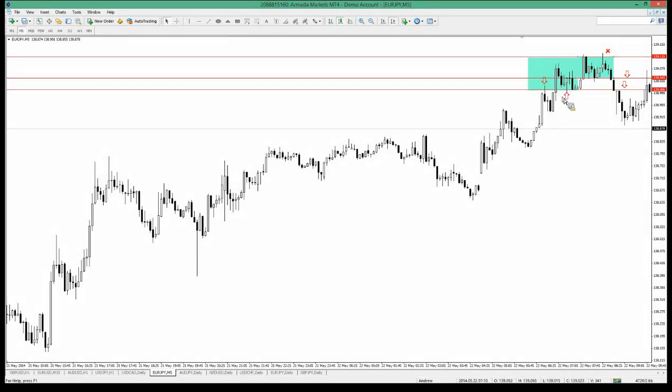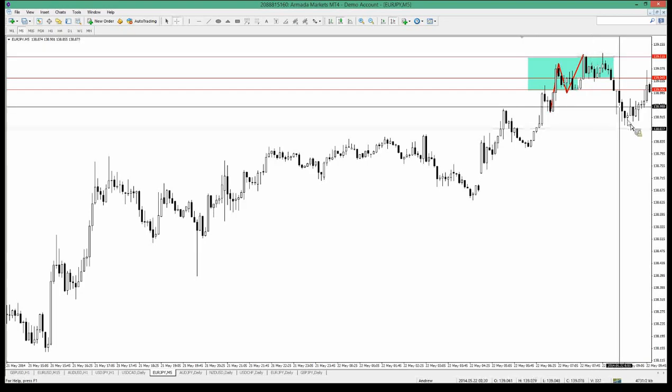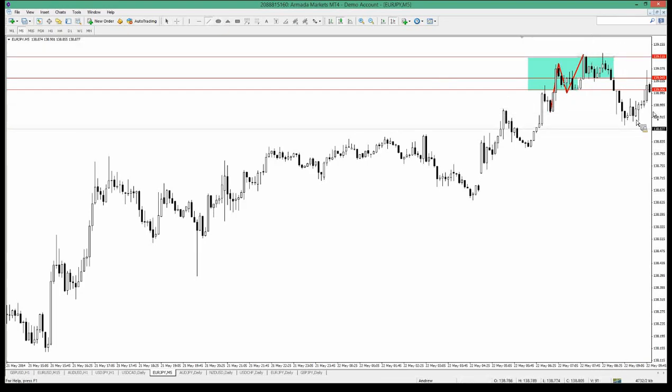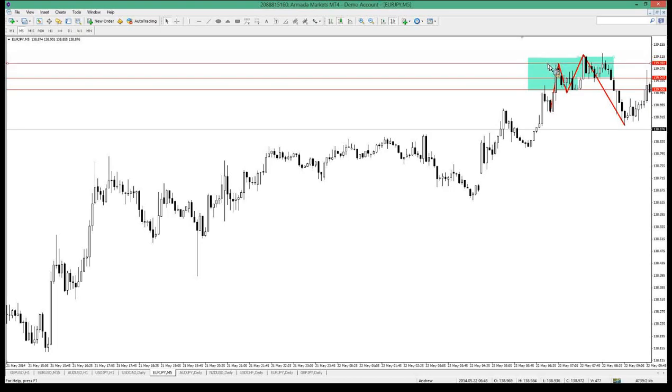Let me just get rid of these arrows here. You see how price pushes up here, and then it just kind of drops off, and then we get a deeper push up here like that, and then we drop down again like that. You see how the Quasimodo or the head and shoulders pattern would actually complete over there.